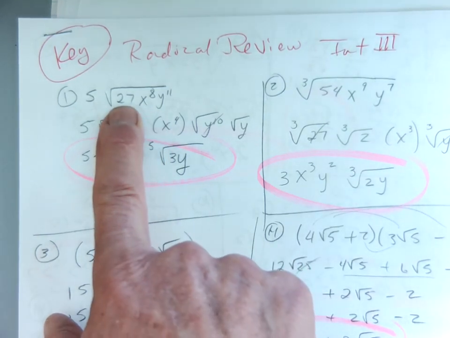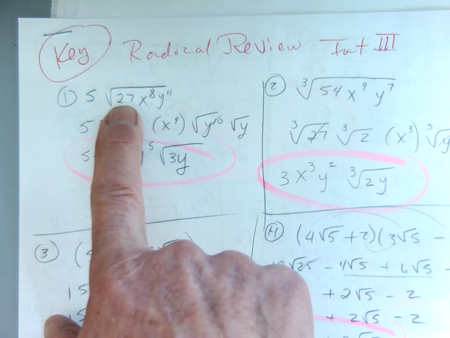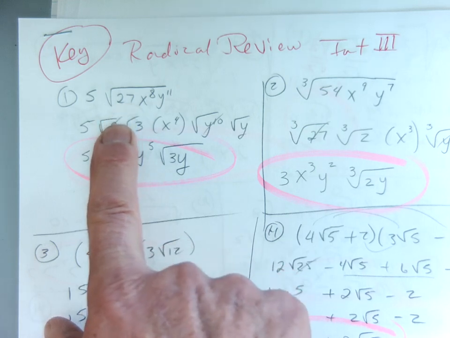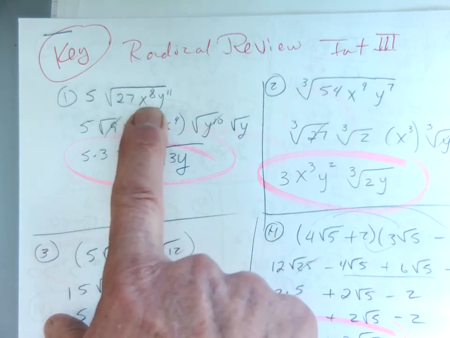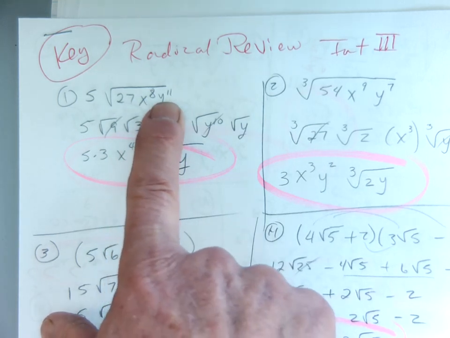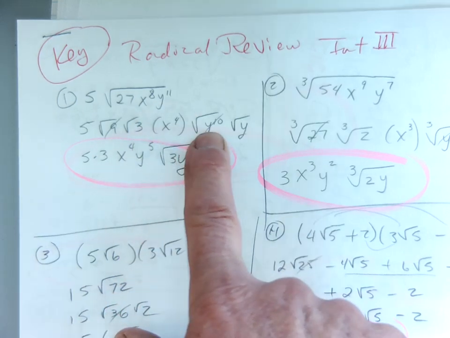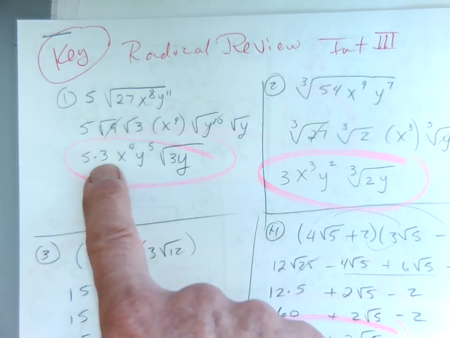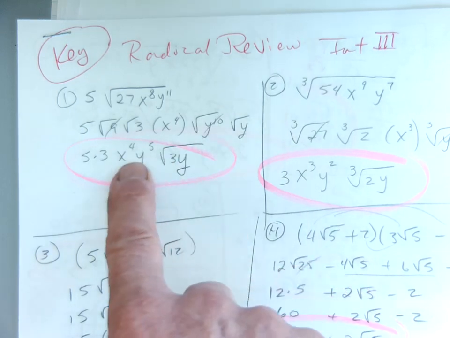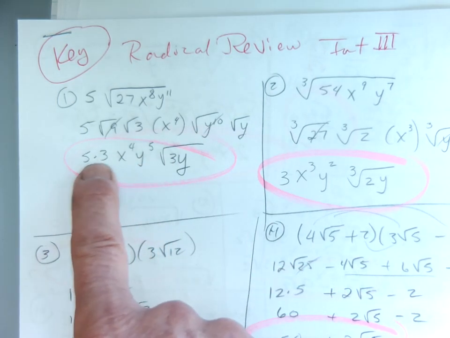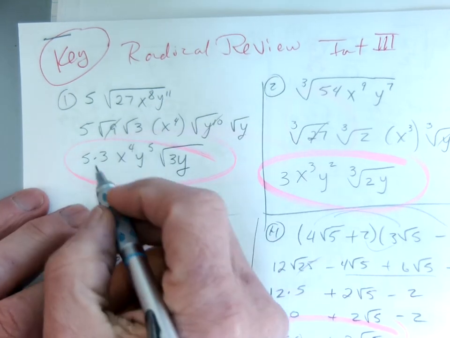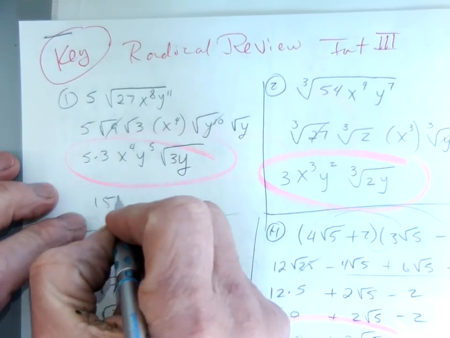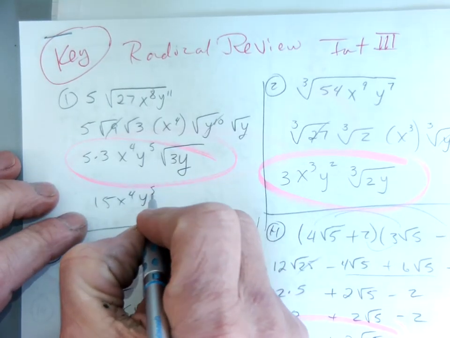I just broke 27. This probably wouldn't be a bad thing to watch while I record it. So I broke 27 into 9 and 3. I want to take half the exponent, so I made it x4. That's odd, so I made it y10, y. Square root of 9 is 3. I took half of y10, I get y5. Oh, I forgot to combine them. That should just be a 15. I forgot the 15.